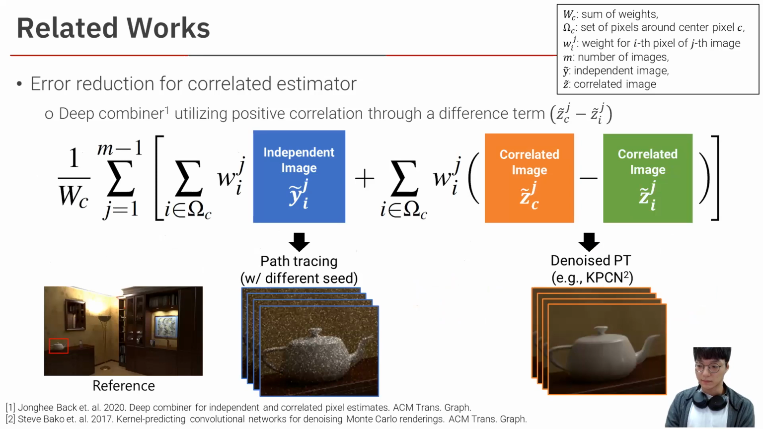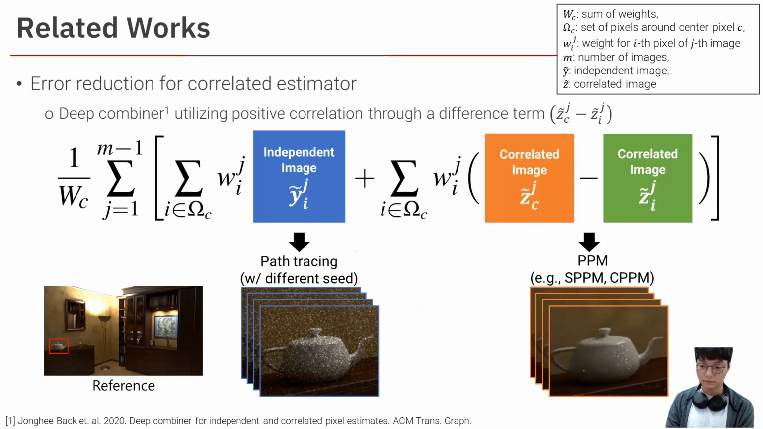There is a post-reconstruction method, the decorrelating combiner, which can be used to reduce errors in correlated images like denoised path tracing. It reduces errors by utilizing a positive correlation between the independent image and correlated images. It is also possible to use PPM images as correlated input, but this approach is suboptimal because it requires images generated by two distinct methods, that is path tracing and progressive photon mapping, cutting the time budget by half for each method.